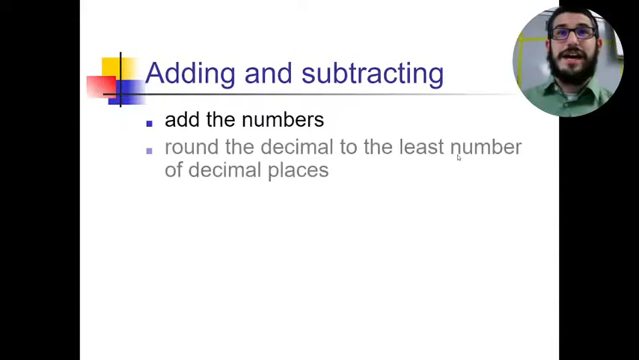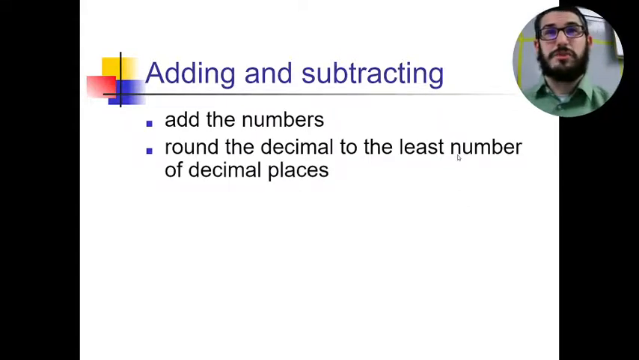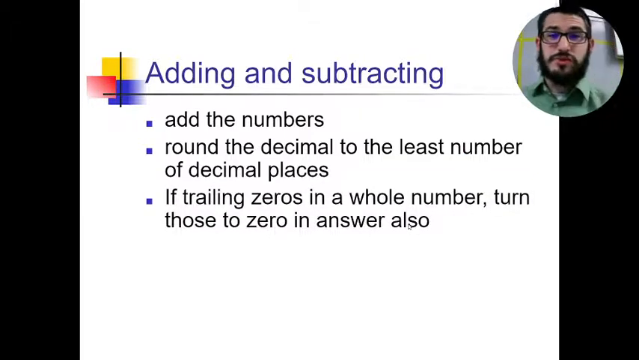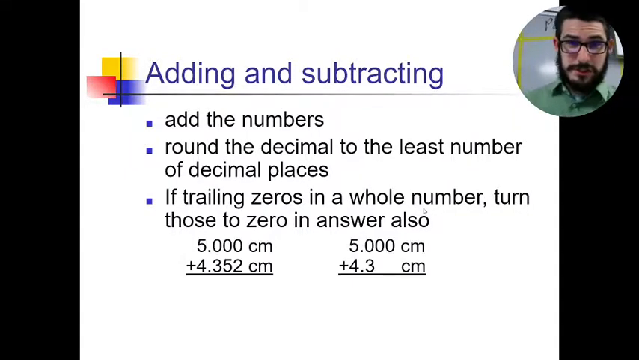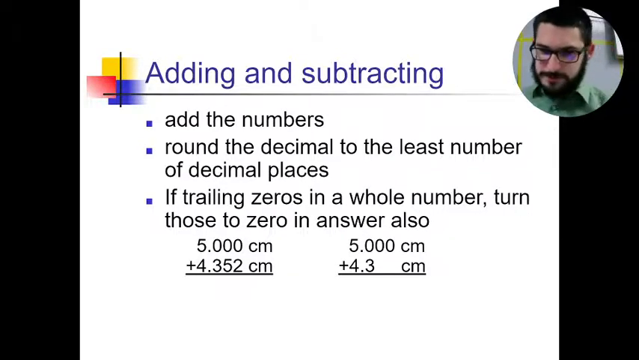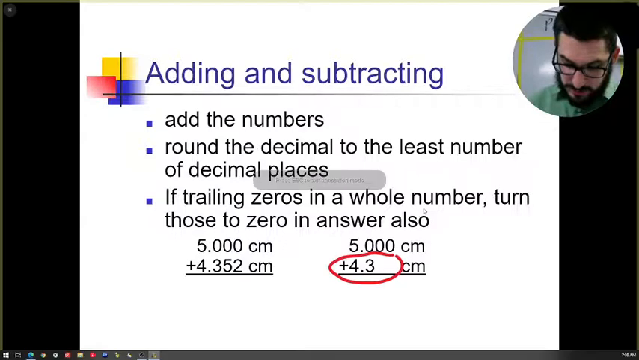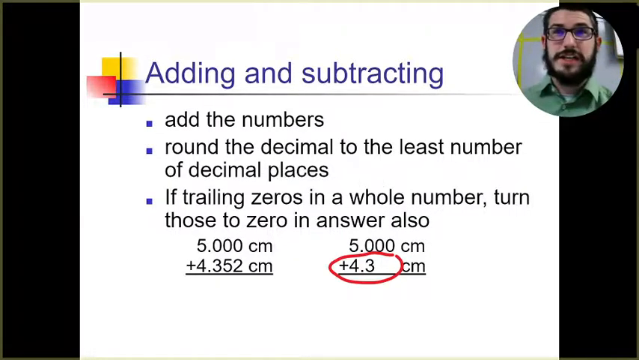Okay, so now adding and subtracting. When you add numbers or subtract numbers, you're going to round the decimal to the least number of decimal places. Any trailing zeros in a whole number, turn those to zeros in the answer also. So if I look at these here, they are similar but slightly different. Notice that on the right, I've got fewer significant digits. I've got fewer decimal places that are significant in that number.